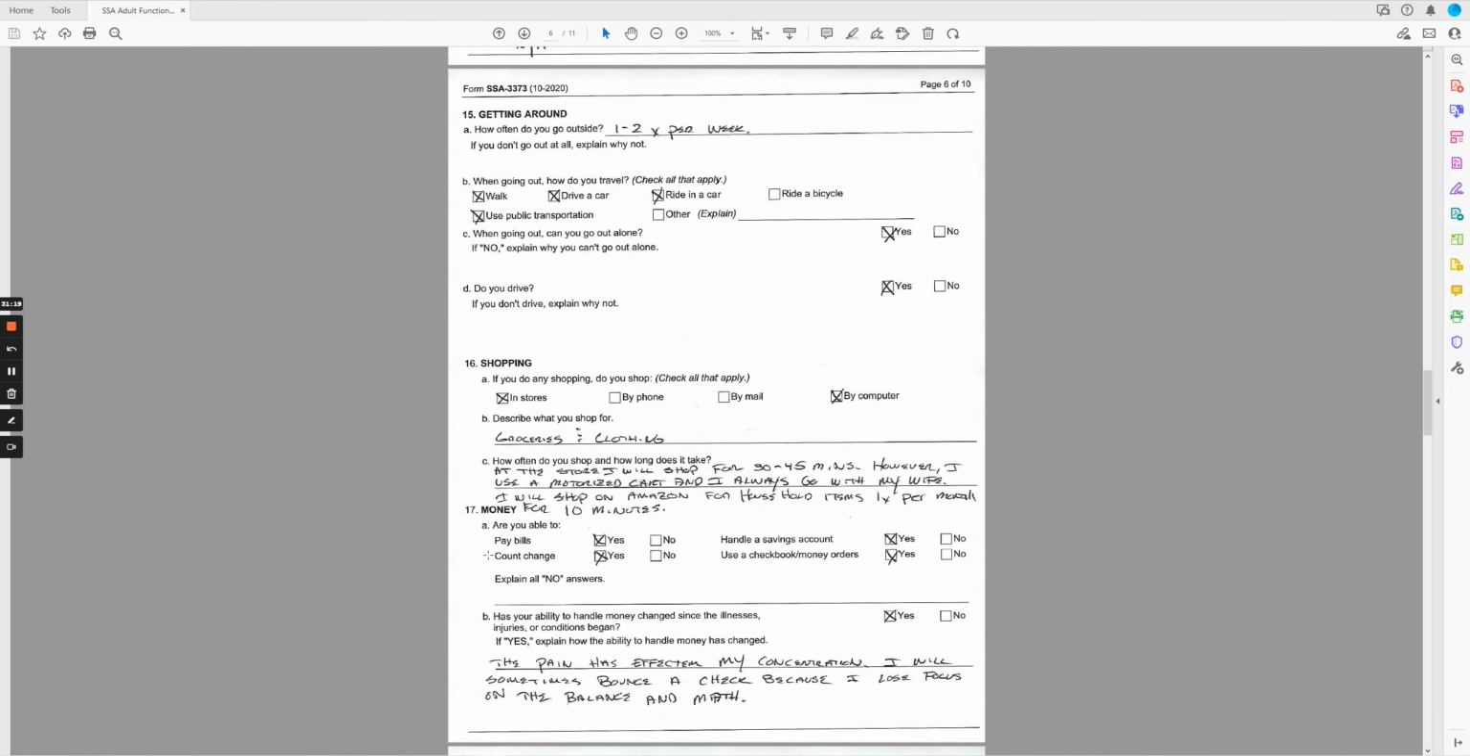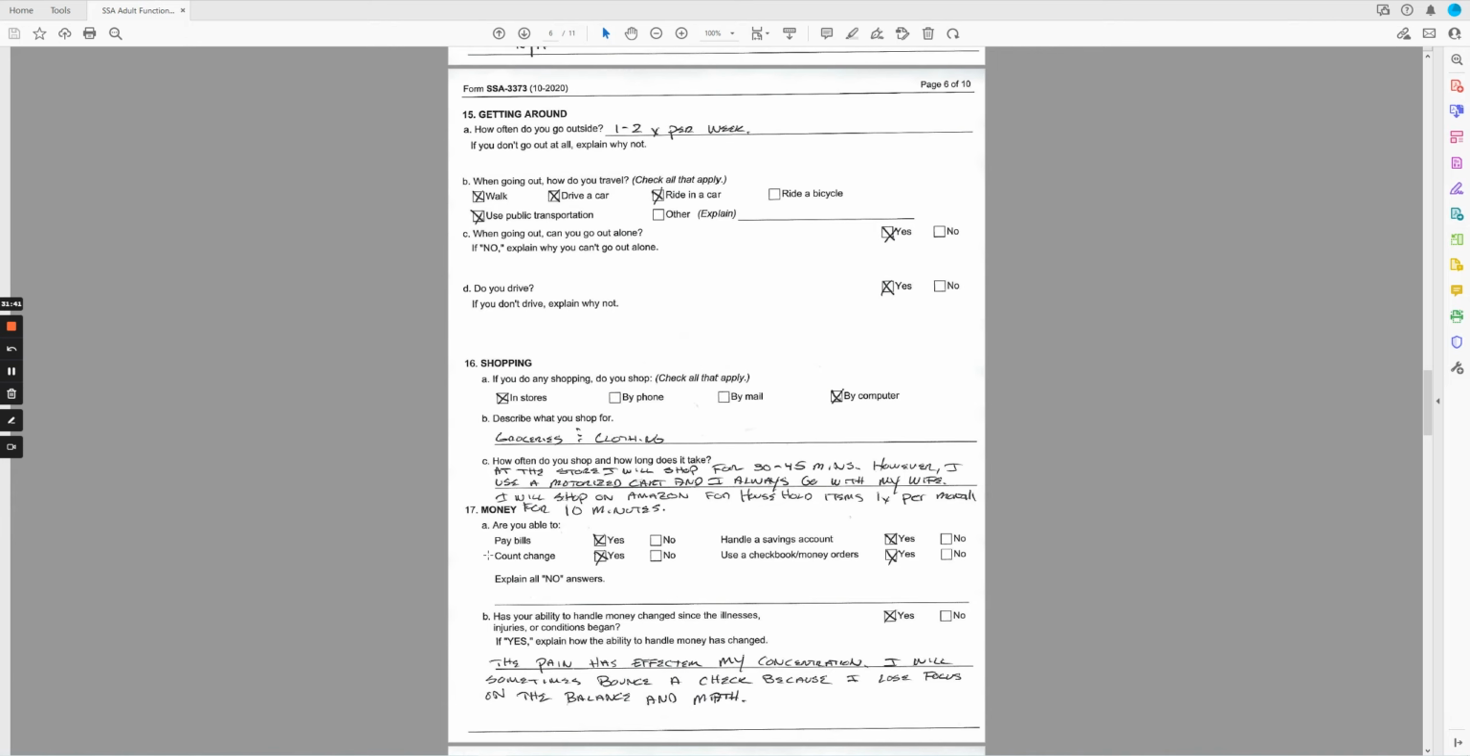What could potentially happen is that you do win your Social Security case, and then here you just wrote on a form that you can't pay your bills, count change, handle a savings account, or use a checkbook or money order. They may want you to have a representative payee to help handle all your bills. So that could be used against you in that way.